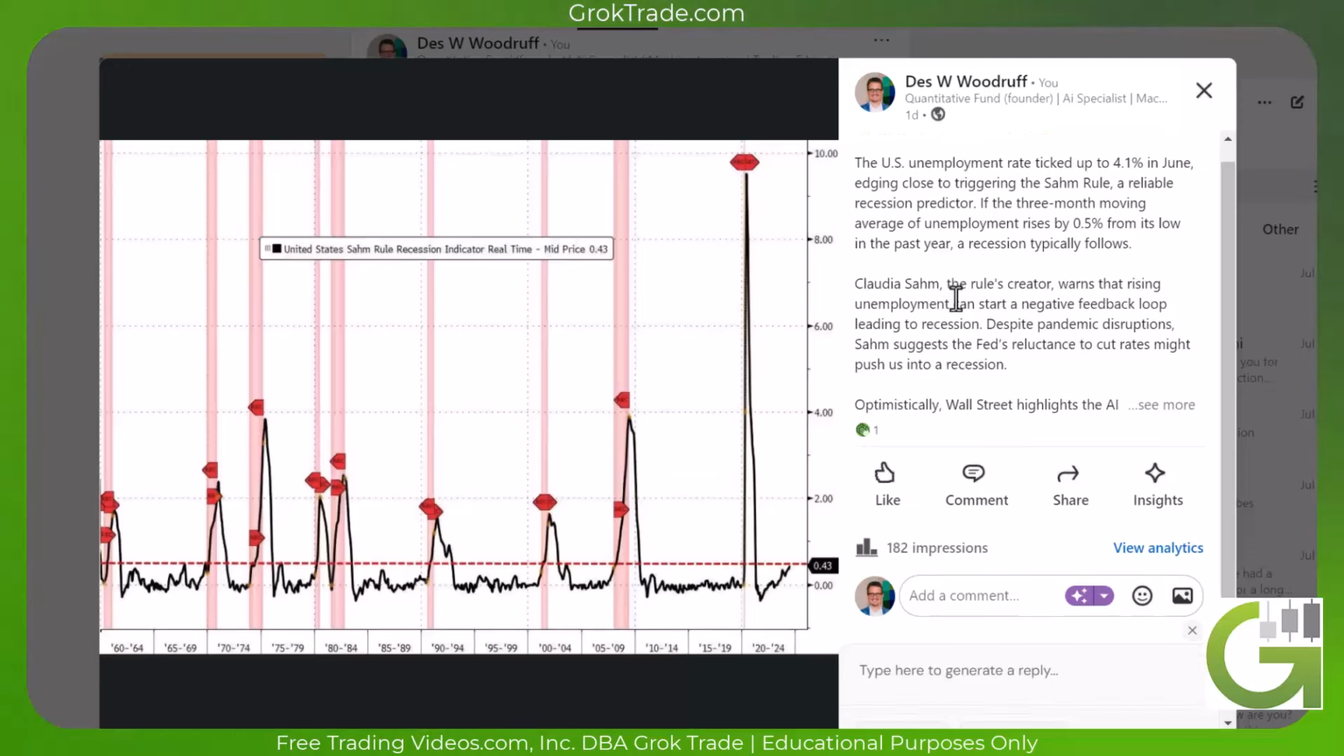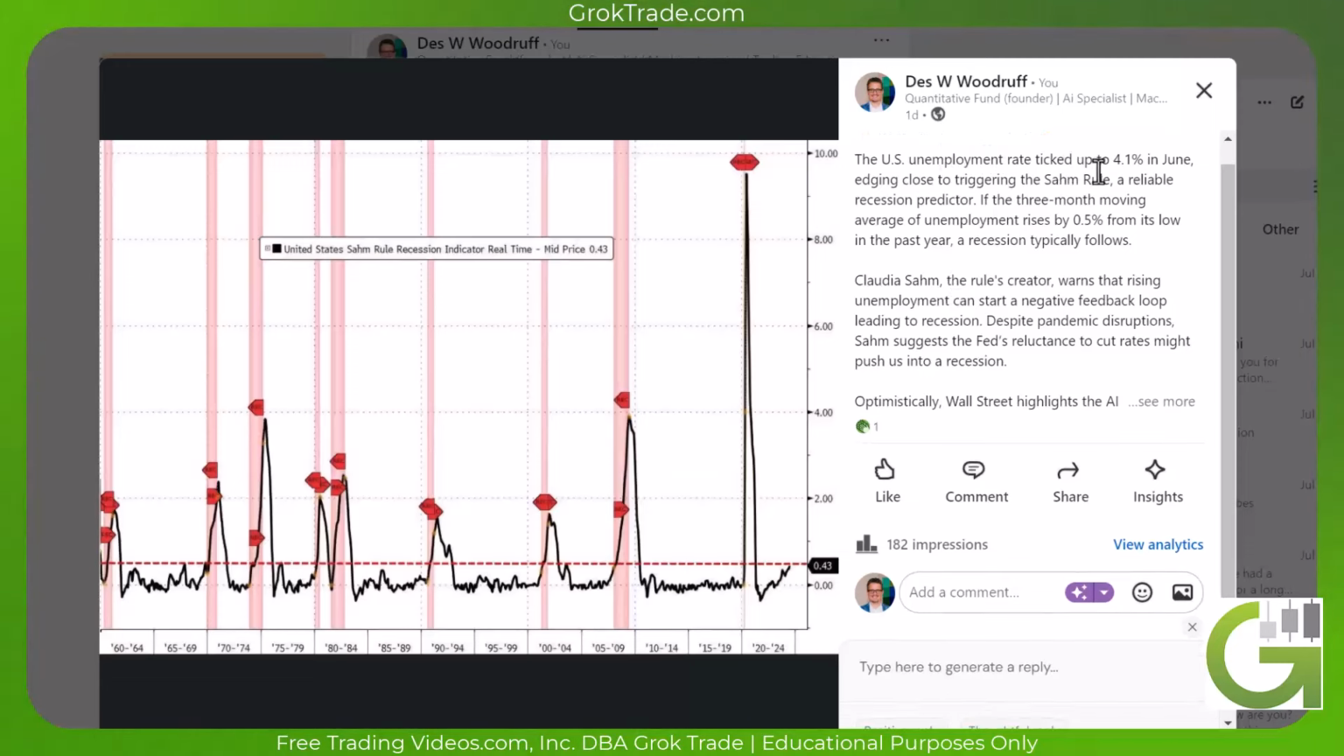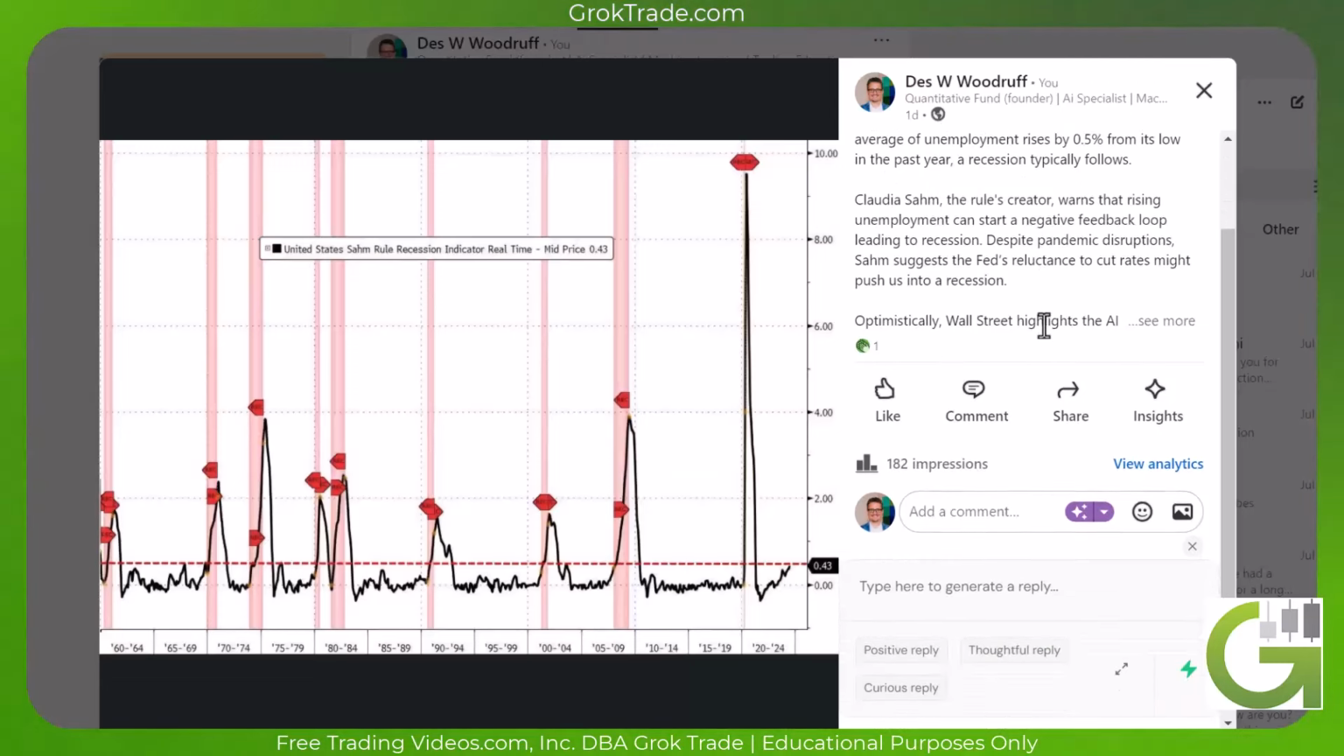Recession indicator alert: the U.S. unemployment rate ticked up to 4.1% this past June 2024, edging close to triggering the Sahm Rule. Now, that's a reliable recession predictor. If the 3-month moving average of unemployment rises by 0.5% from its low in the past year, okay, that's the key point here, a recession typically follows. Now, this is made by Claudia Sahm, the rule's creator.